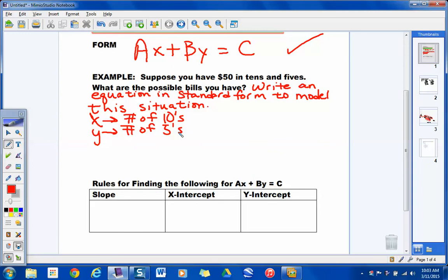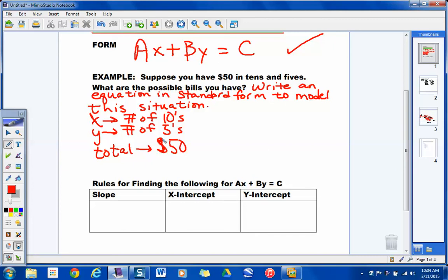Totally, we've got how much money, guys? Totally, you've got $50. All right. We've got to write an equation in standard form. If x represents the number of tens, what's an expression for the amount of money you have in $10 bills? What times what? 10 times x.